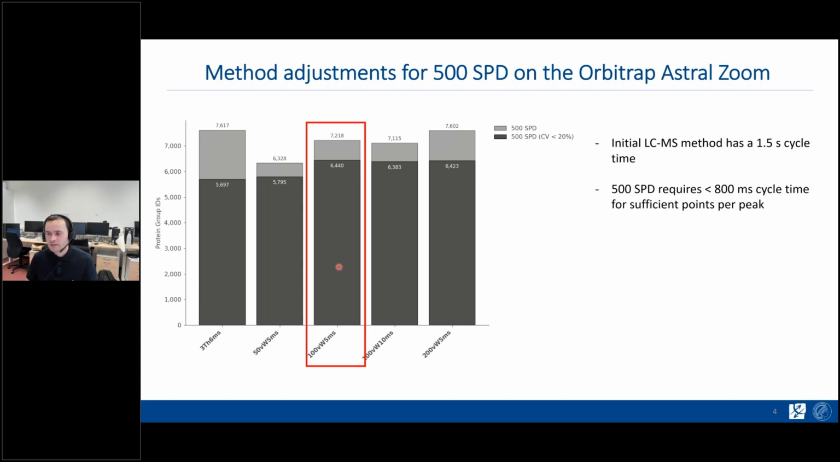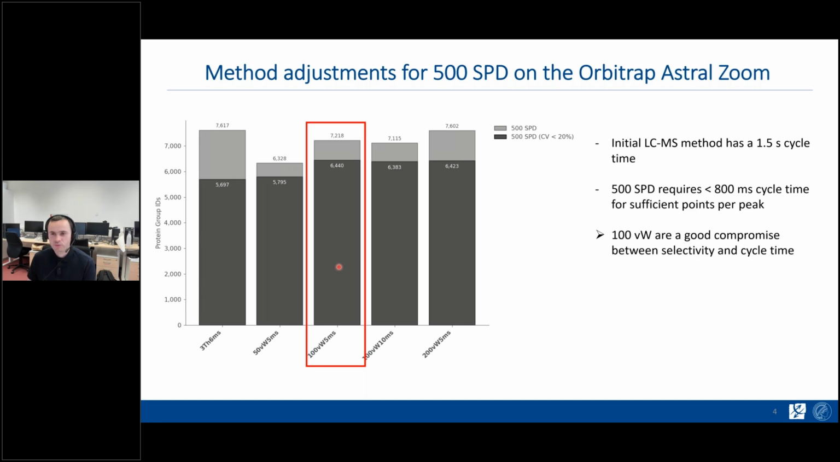So if you look at the highest number of quantified protein groups with a slight gap, the 100 variable windows with 5 milliseconds injection time wins for the Orbitrap Astral Zoom. Maybe there's another optimum between 100 and 200, around 150 variable windows, but this was good enough for me right now with more than 80% of the protein groups with a CV below 20%.